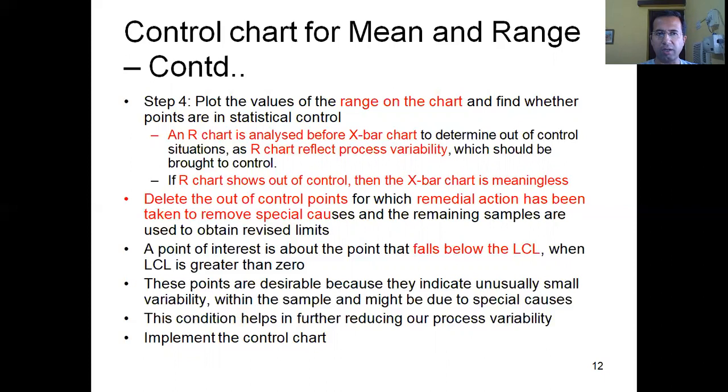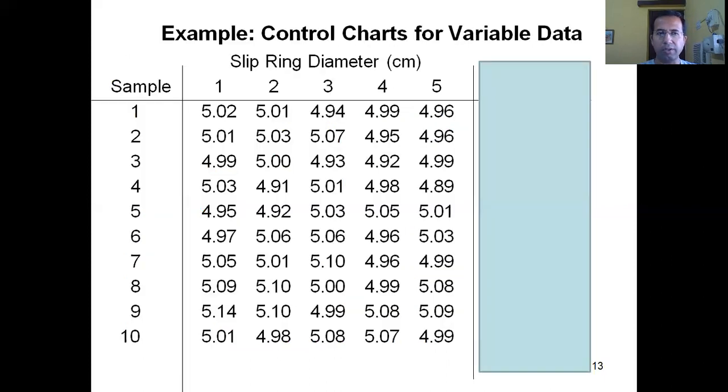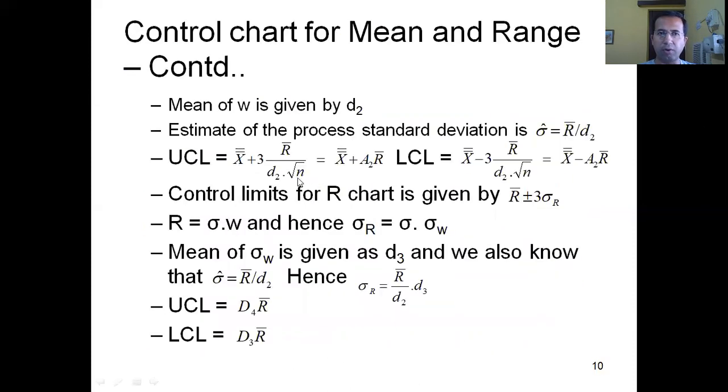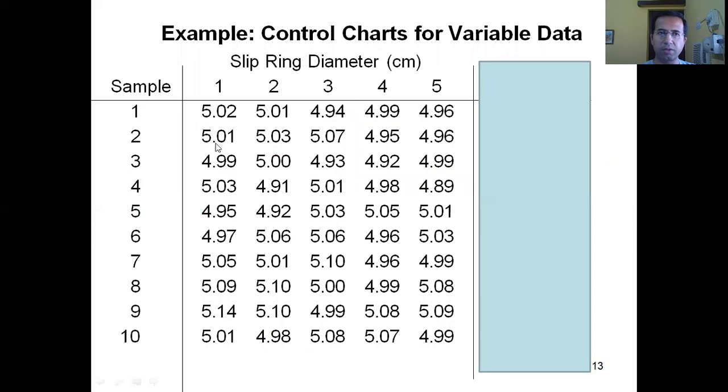So let's take a problem. You can see over here there are 10 samples and the sample size is 5. I would like to make you aware of a common pitfall: in this particular formula, this n is the sample size and not the number of samples. Always remember that. We consider sample size. So for 10 samples, we have a sample size of 5.